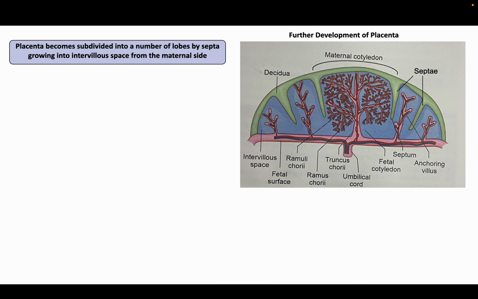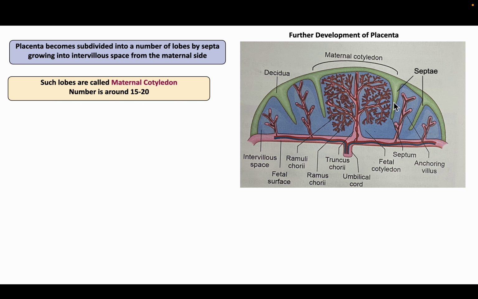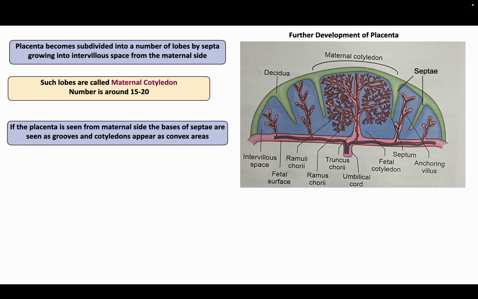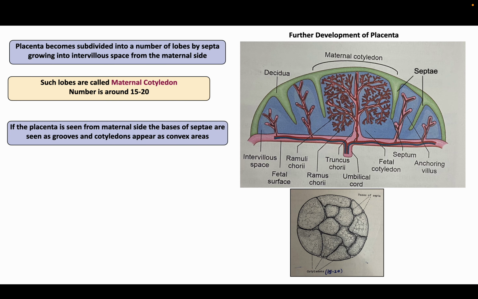Now the placenta becomes subdivided into a number of lobes by septa growing into the intervillous space from the maternal side. You can see these septa. Such lobes are called maternal cotyledons. The number is around 15 to 20. If the placenta is seen from the maternal side, the bases of the septa are seen as grooves and cotyledons appear as a convex mass.